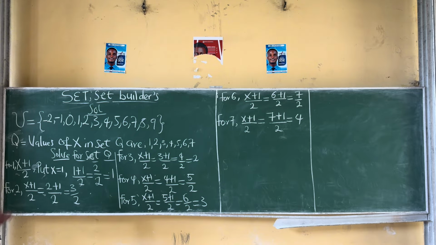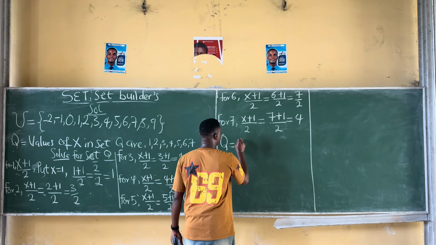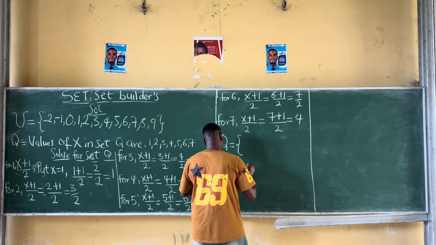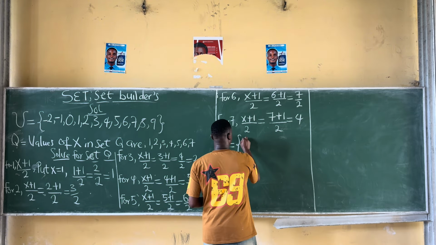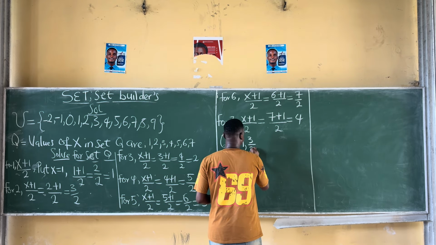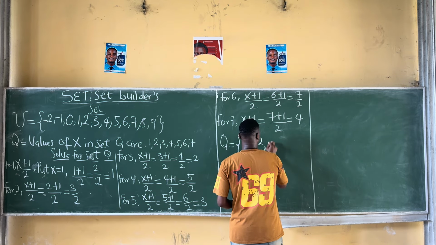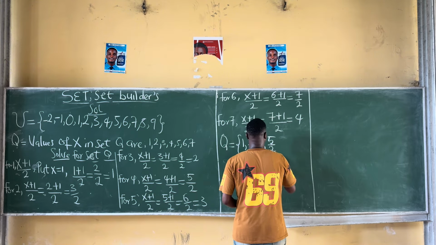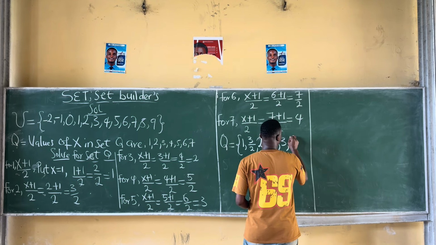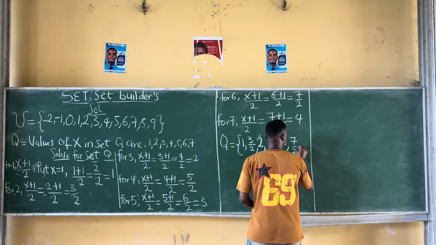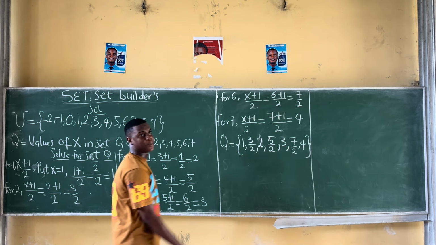Okay? So now let us list the elements of Q. Set Q is equal to, where do we start? We start from 1, 3 over 2, 2, 5 over 2, 3, 7 over 2, 4. So these are the elements of set Q.